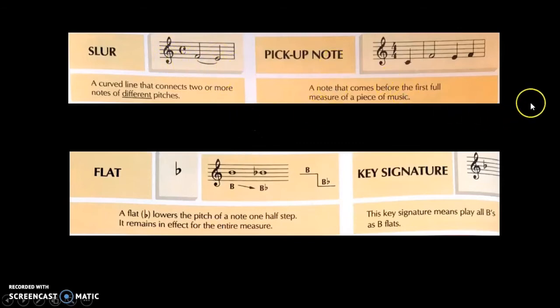Pickup note is an important concept because we have a full measure of four beats, but sometimes at the beginning of a piece of music, there'll be a partial measure. A note that comes before the first full measure of a piece of music is called a pickup note. And so this is one single quarter note, and that tells us that this is beat four.